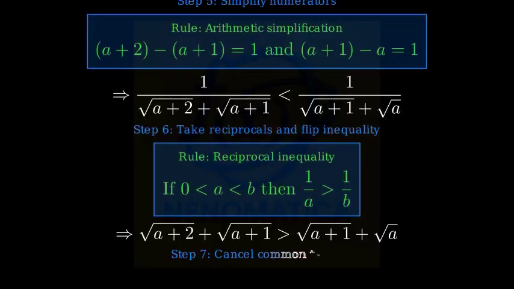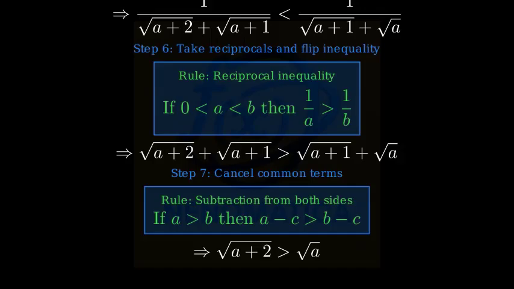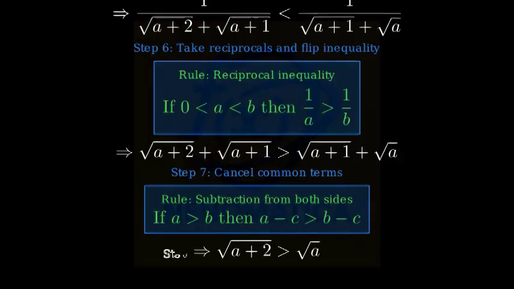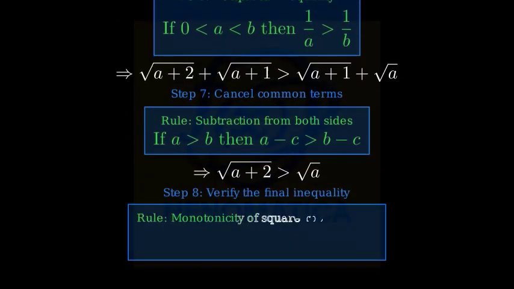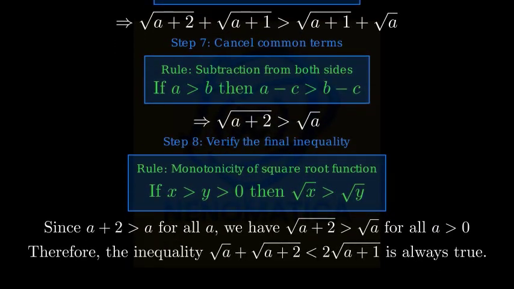For the 7th step, we'll simplify the inequality by canceling the common term square root of a plus 1 from both sides. This gives us square root of a plus 2 is greater than square root of a. For our final step, we need to determine if the last inequality, square root of a plus 2 greater than square root of a, is always true. Since a plus 2 is always greater than a for any value of a, the square root of a plus 2 is always greater than the square root of a. This means the inequality is always true, and therefore our original inequality, square root of a plus square root of a plus 2 less than 2 times square root of a plus 1, is always valid.